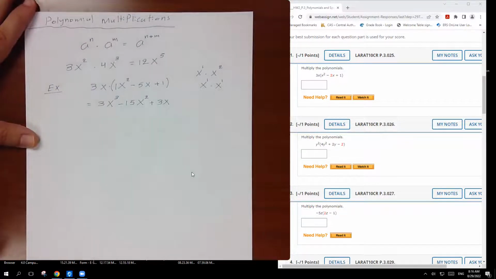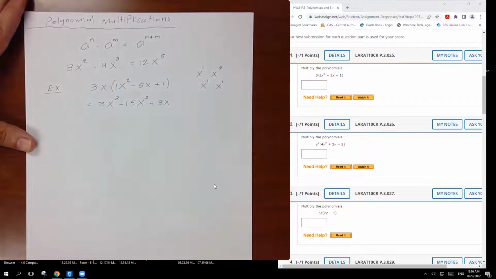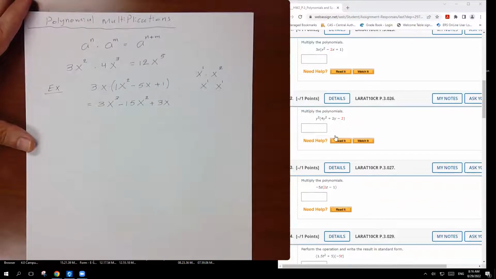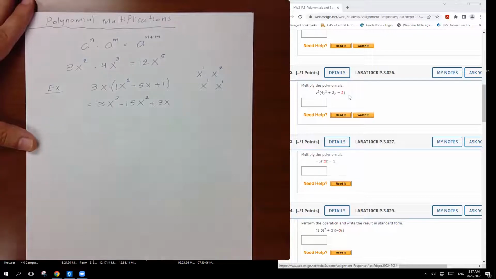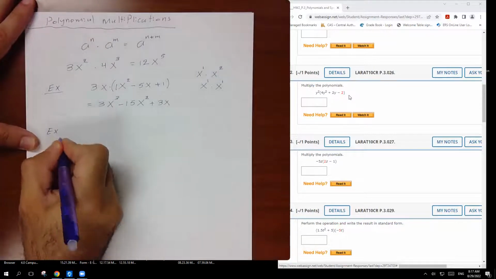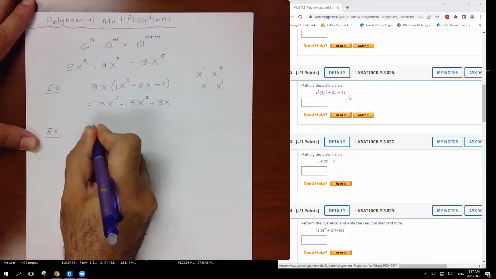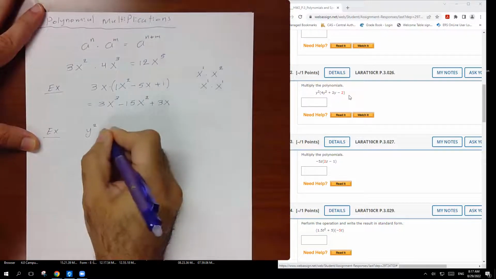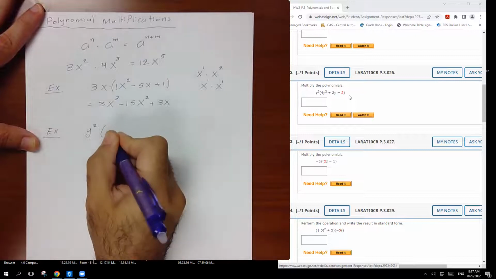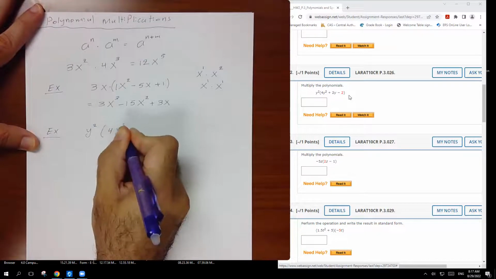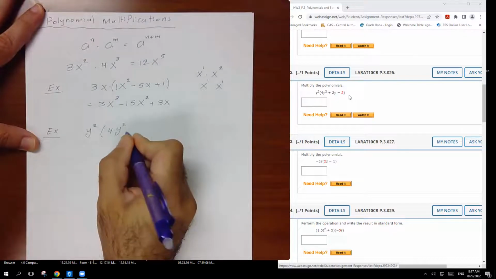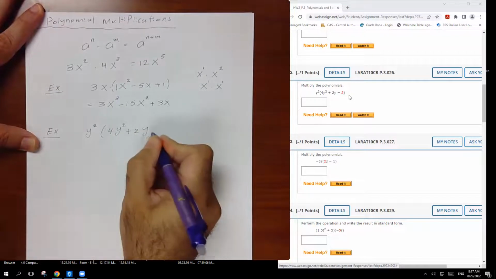Let's do another example. Here's the first example, exactly the same thing: 3x, x squared minus 2x plus 1. Let's do the second one. The second one, y squared, parentheses 4y squared plus 2y minus 2.